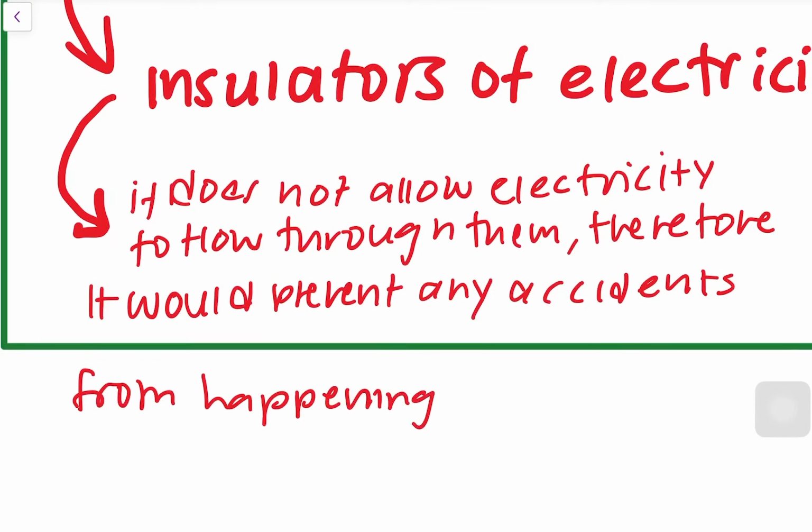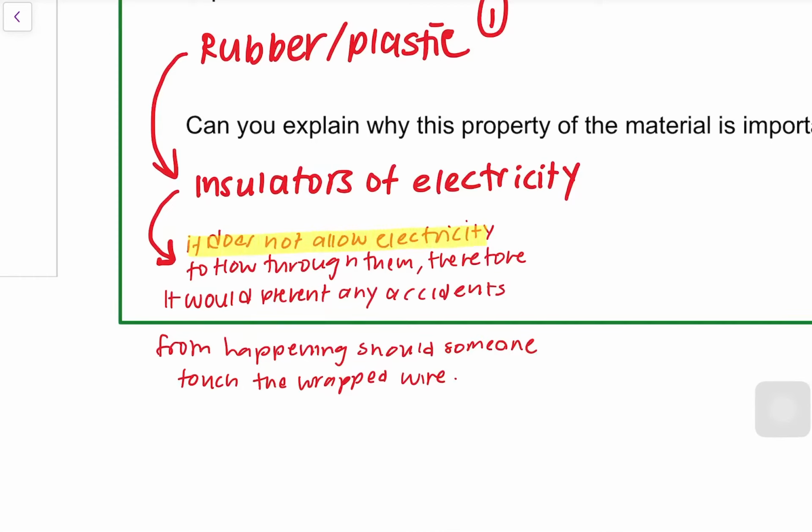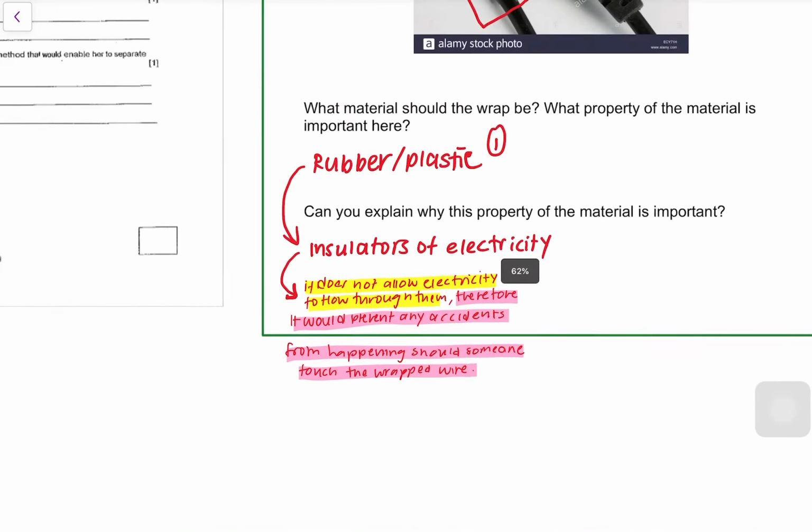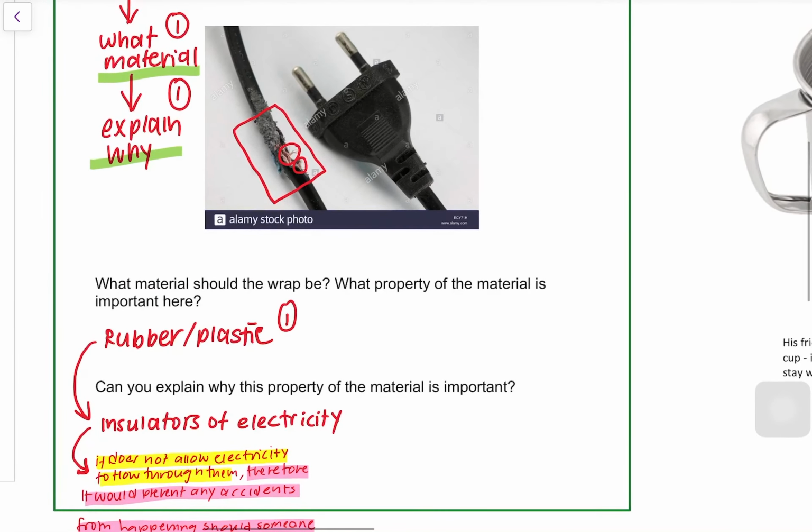Can you explain why this property of the material is important? It is important because it does not allow electricity to flow through them. And then I gave a further explanation to say that by covering it, if someone touches the wire, they would not be injured compared to when they are touching the wire that is exposed.